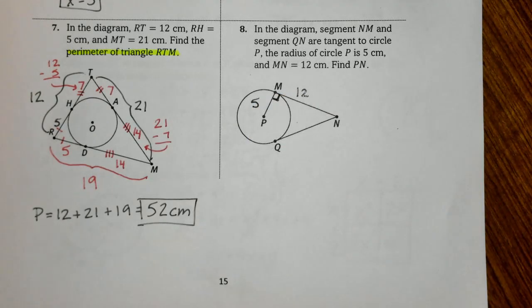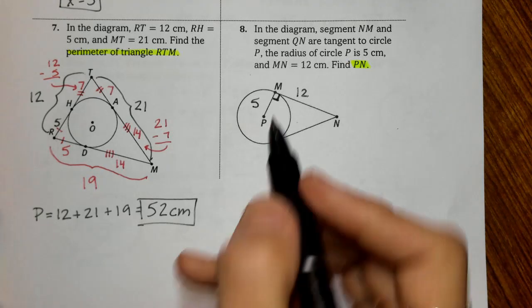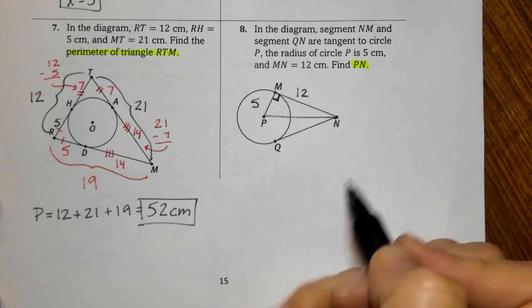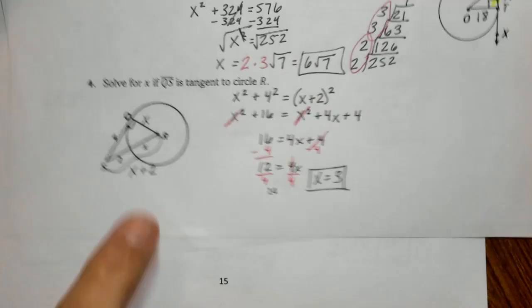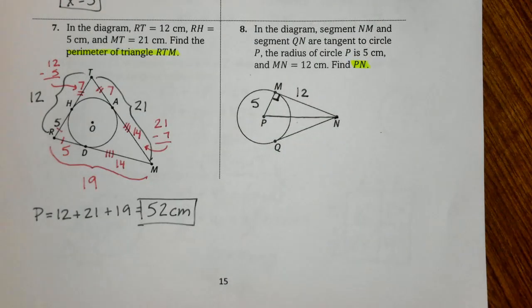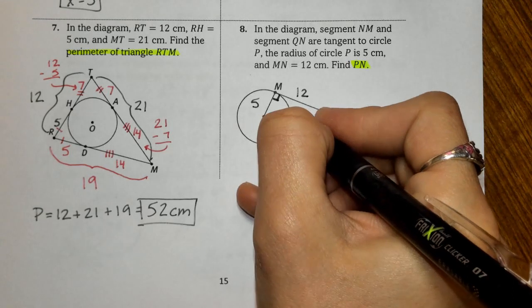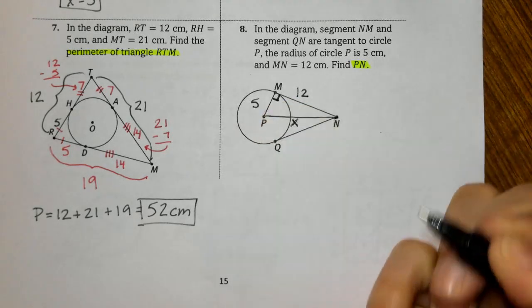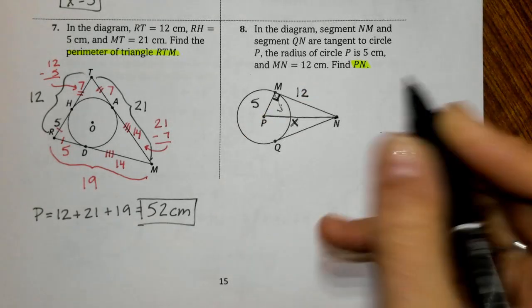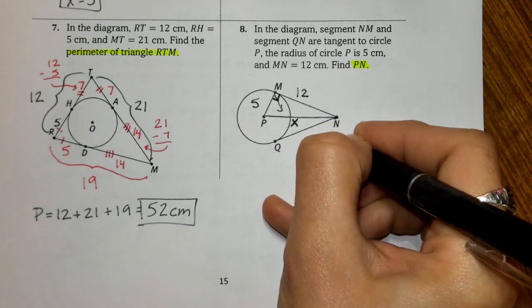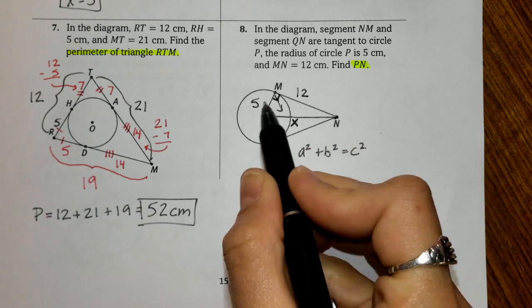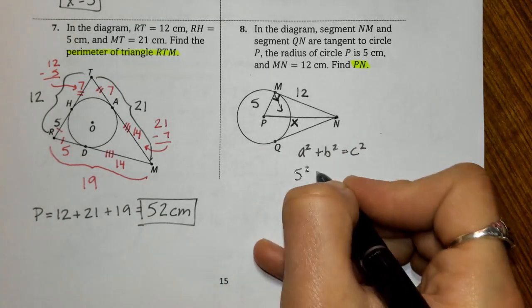We want to find PN. PN is not in this diagram, so we're going to draw it in right here. So what we are doing is we are going back to our right triangles that we did on the previous page. So this is going to be our missing side. I'll put it as X. This is going to be the hypotenuse. So when we use our a squared plus b squared equals c squared, we plug in 5 and 12 for our legs.